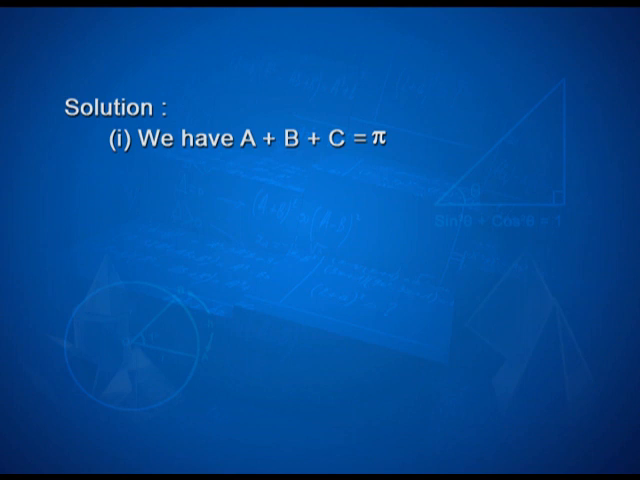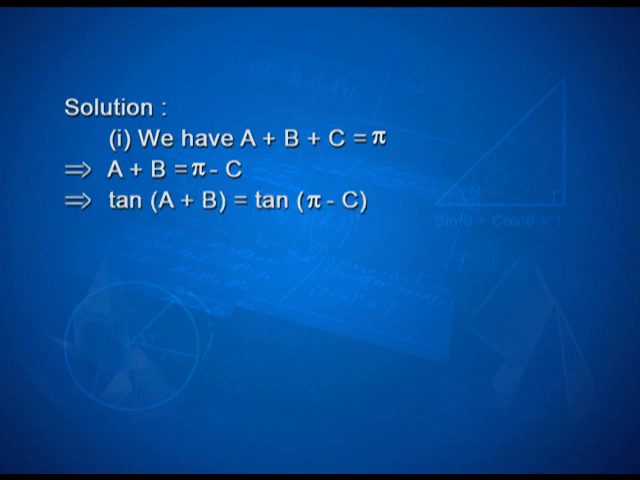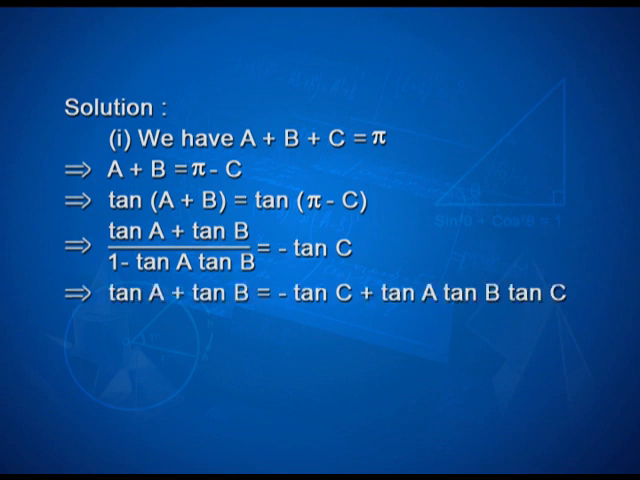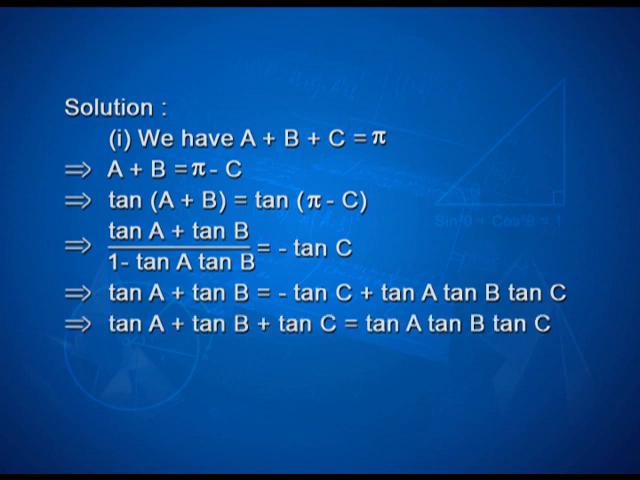For the solution, we have a plus b plus c is equal to pi. So, a plus b can be written as pi minus c. Thus, taking tan on both sides, tan of a plus b is equal to tan of pi minus c. This, on using the identity tan a plus tan b upon 1 minus tan a tan b, is equal to minus tan c. On cross multiplying, tan a plus tan b is equal to minus tan c plus tan a into tan b into tan c. On rearranging, we have tan a plus tan b plus tan c is equal to tan a into tan b into tan c.